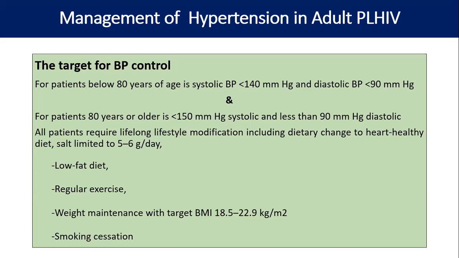But in all forms of hypertension, all patients should be encouraged to restrict their salt intake to 5 to 6 grams per day. They should be put on a low-fat diet. They should follow regular exercise, and weight should be maintained with a BMI of 18.5 to less than 23 kg per meter square, along with cessation of smoking, alcohol, and other addictions, if any.